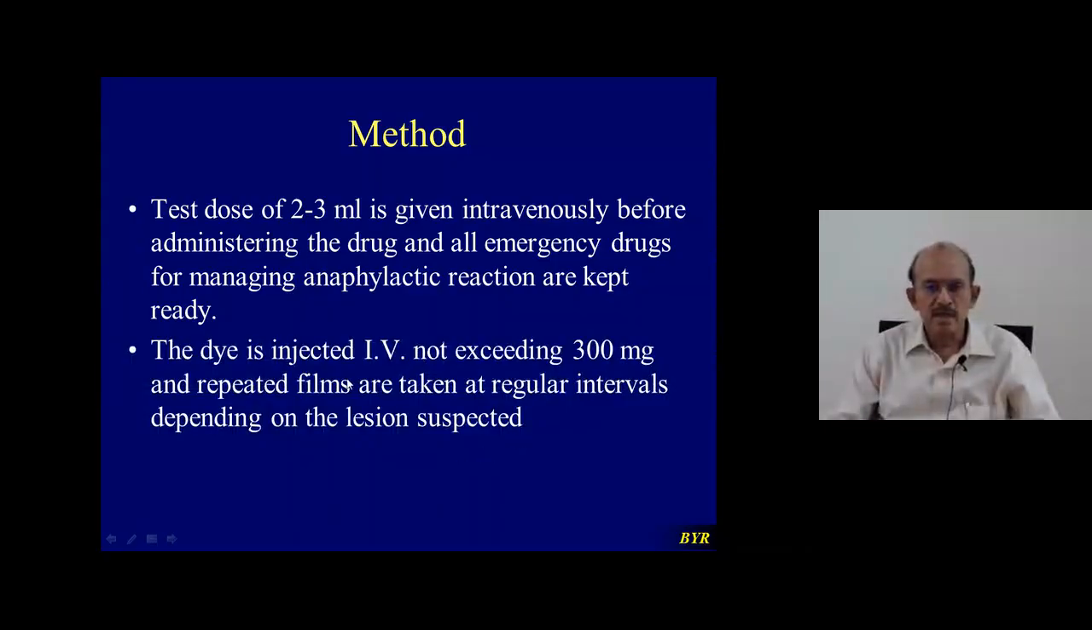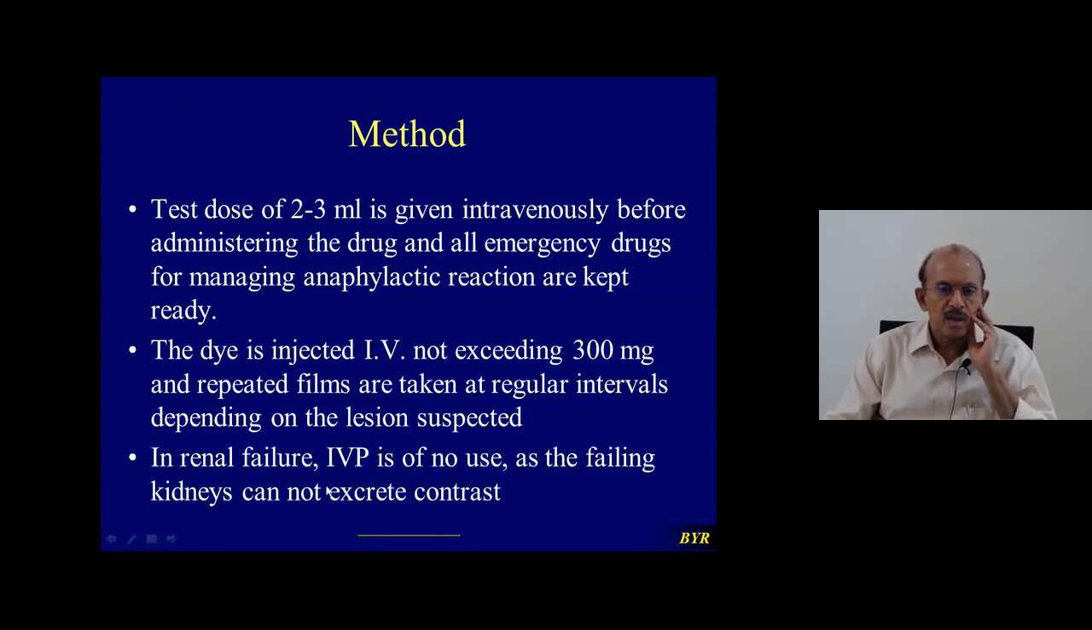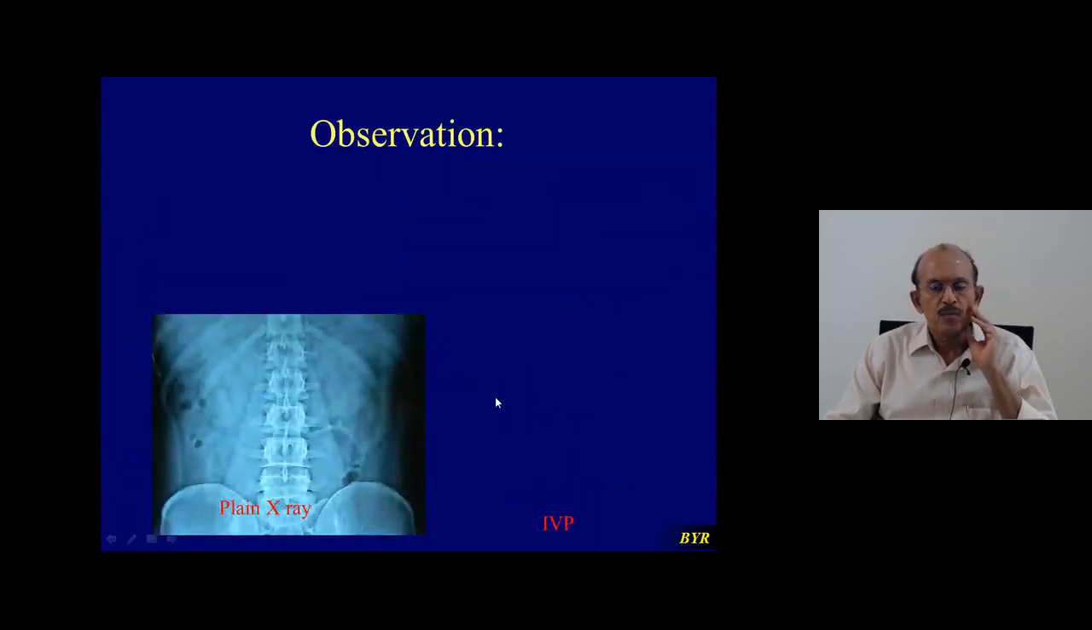The dye is injected intravenously, not exceeding 300 milligrams, and repeated films are taken at regular intervals depending upon the lesion suspected. So once you give the injection, then you repeatedly take the X-rays. In renal failure, where the kidney is not excreting the iodine, IVP is of no use. Observation.